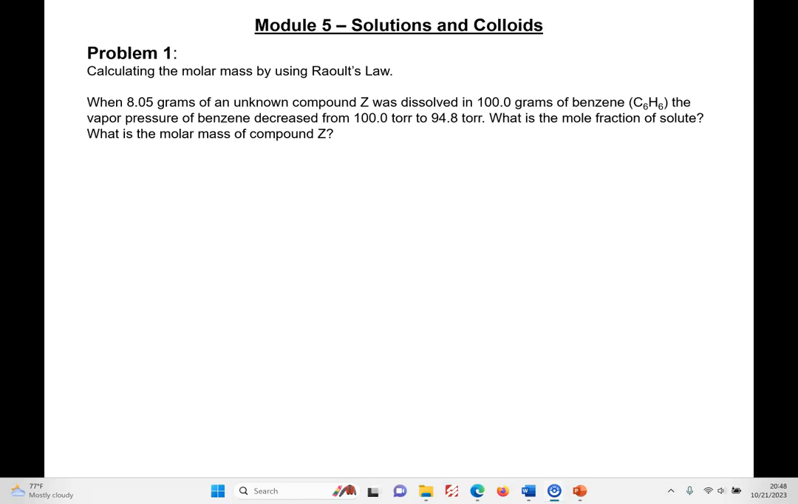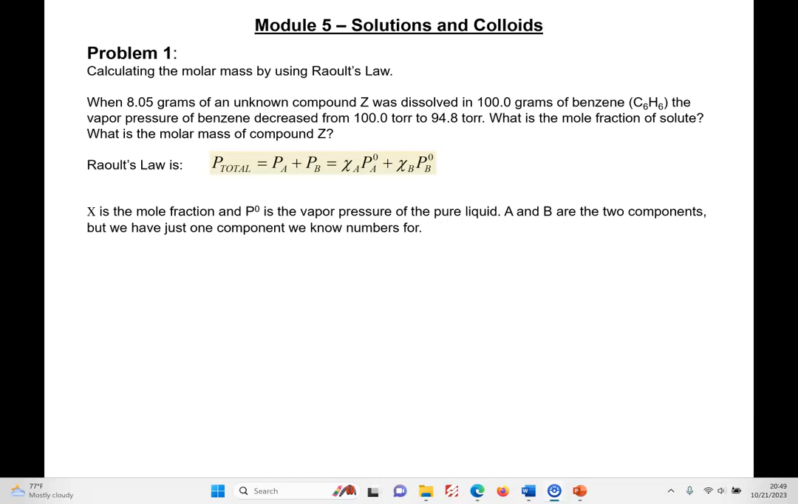Again, looks like a hard problem to solve. Raoult's law says that the total pressure is the sum of the partial pressures of all the components. In our case, we only have two components, so we'll call those A and B. And A and B pressures come from the mole fraction of each of those times the vapor pressure of the pure compound. That's the P sub A with a 0 superscript. All right, so what have we got? X, or chi, is the mole fraction.